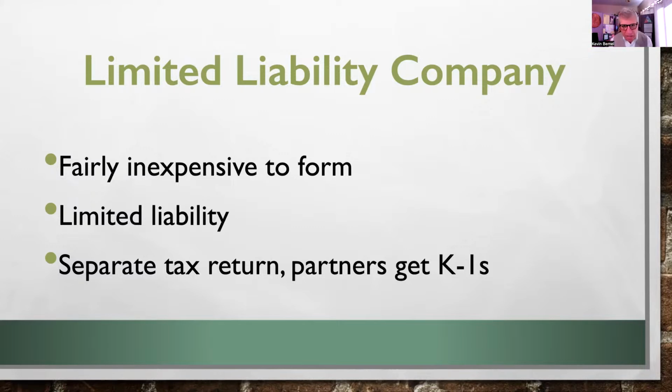Now, the limited liability company, like partnerships, is a separate entity. It's also a pass-through entity. And I see I have a typo here. I said partners get K1s. Again, they're not partners, they're members. Members will get a K1, just like partners in a partnership do, okay?